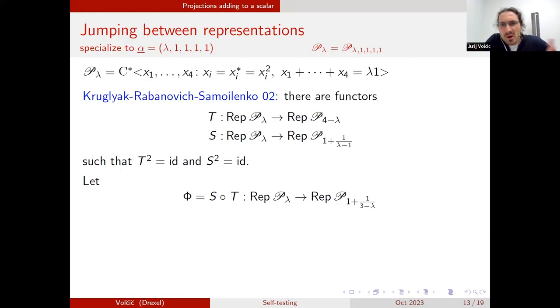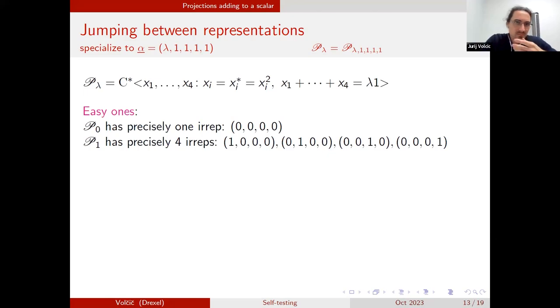And what can I do now with this? I start with a very easy case. I first look at two values, lambda equals zero or one. These are easy, right? Because if I ask what are quadruples of projections adding to zero, well, there's not many options. All the projections need to be zero. So essentially, there's just one building block, namely the quadruple of zeros.